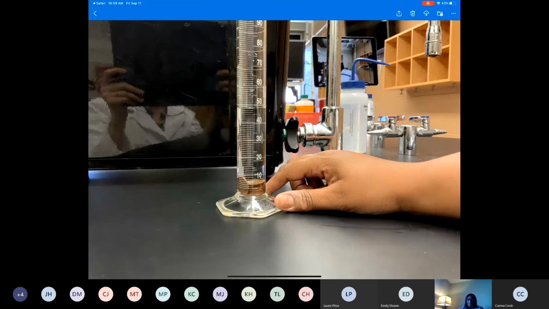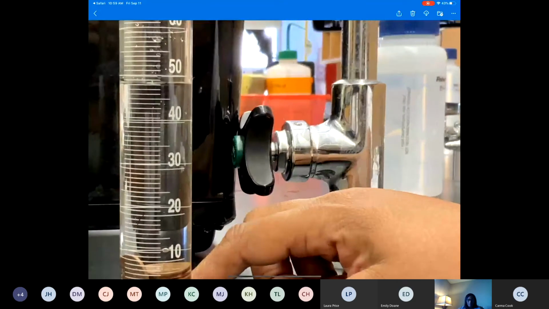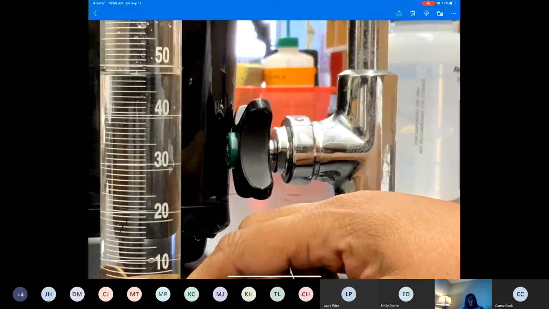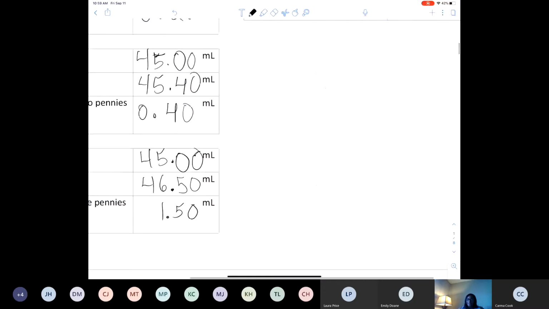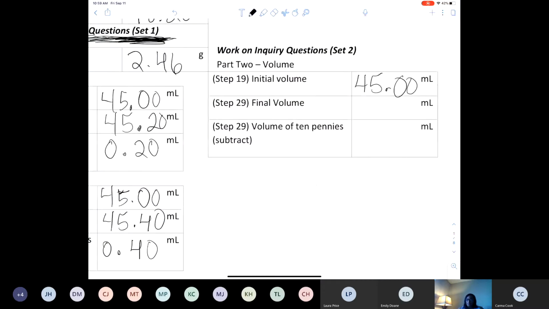So after adding 10 pennies, what was your volume reading? I read that as exactly 48.0 by reading the bottom of that curve of the top layer of the liquid. So my estimate was 48.0 after adding 10 pennies, giving me a volume of 10 pennies of 3 milliliters.